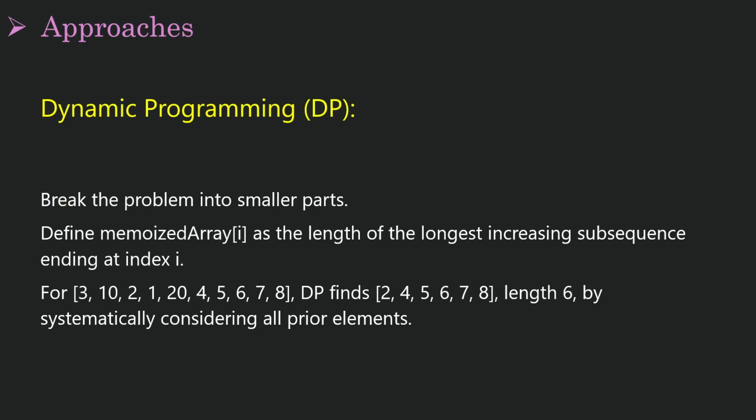Dynamic programming approach. Core concept. Break the problem into smaller parts. Define memoized array at index I as the length of the longest increasing subsequence ending at index I. For each element, check previous elements that are smaller and extend the longest subsequence found. For 3, 10, 2, 1, 20, 4, 5, 6, 7, 8, DP finds 2, 4, 5, 6, 7, 8, length 6, by systematically considering all prior elements. Dynamic programming avoids repeated work and explores all valid subsequences, ensuring the optimal solution.